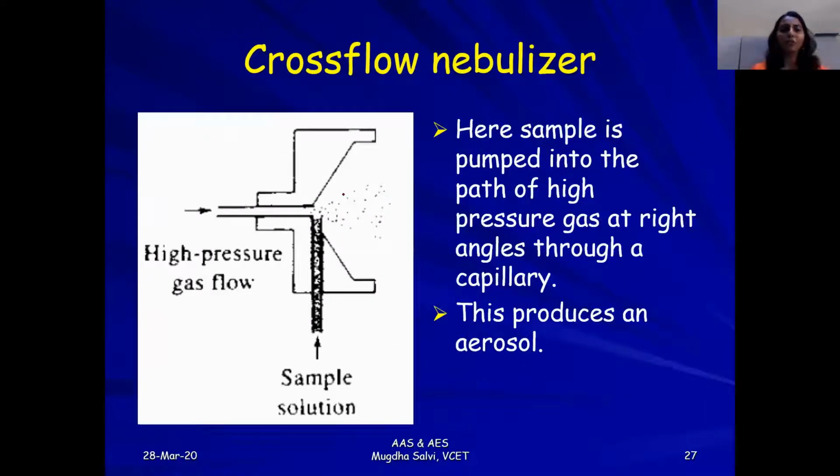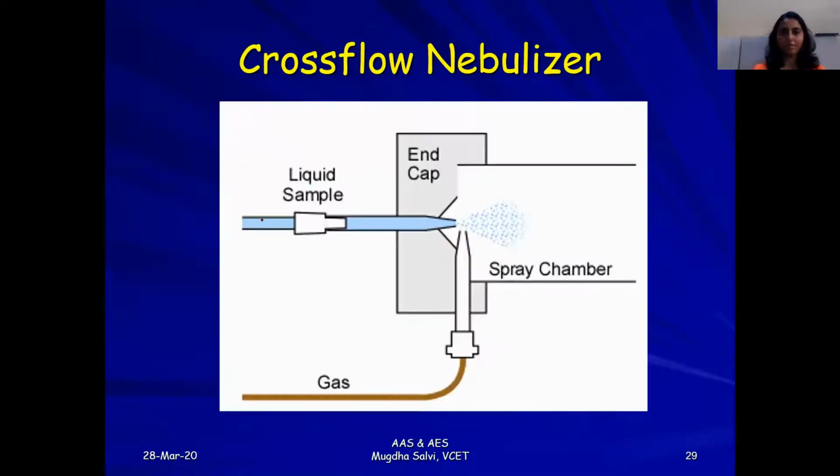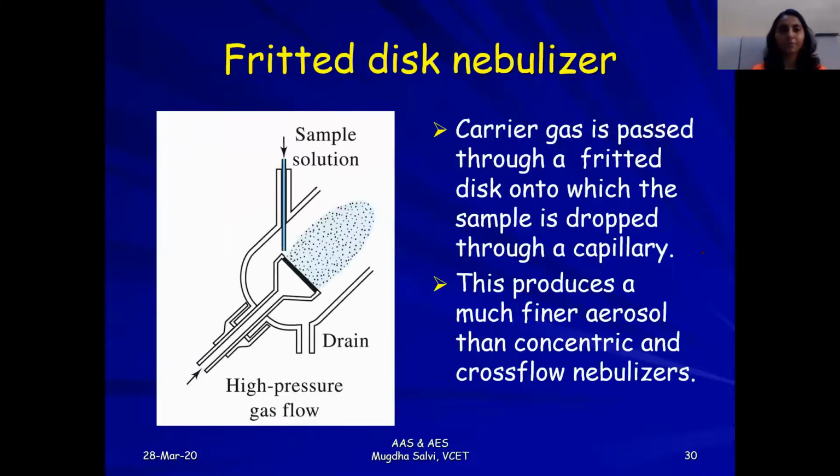You have a cross flow. Cross flow means, this is a better diagram. See, this is a liquid sample that is coming and this is a gas that is spraying. So when both come across each other, the gas which is at a high pressure will eventually split the sample into very fine aerosol. So this is a cross flow.